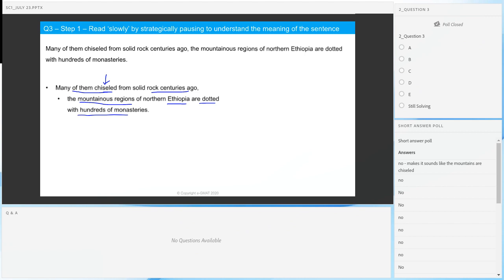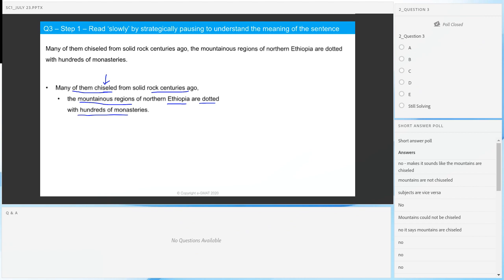Makes it sound like the mountains are chiseled. Modifier error. What are chiseled? Okay. No, it says mountains are chiseled. Chiseled is being meant for mountains. The two sentences seem disconnected. Okay, that's not what I'm asking. At this structure, it is as if chiseled are the mountains.